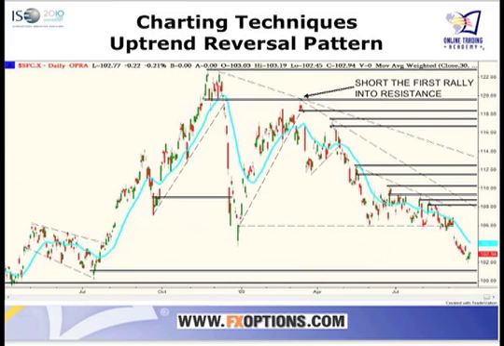Here we have reversal patterns in an uptrend. Actually, we had an opportunity to short a rally. If you're somebody that likes to sell strength, you could short this first rally into a resistance area.